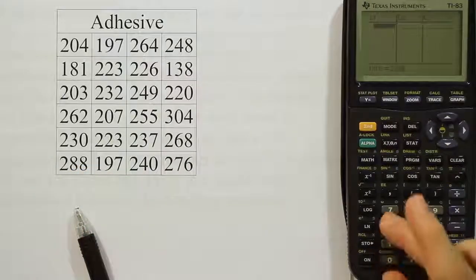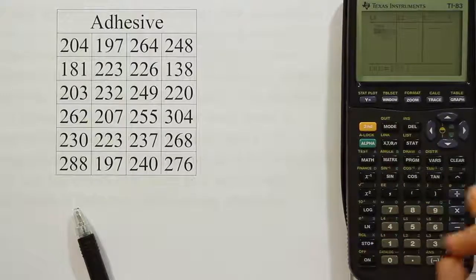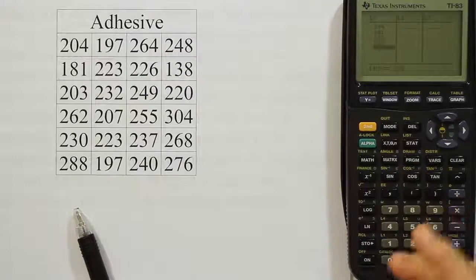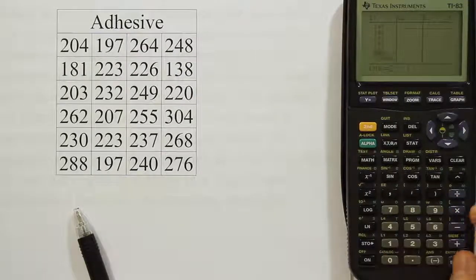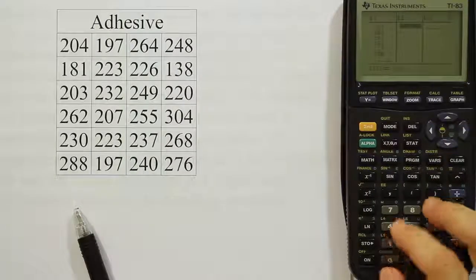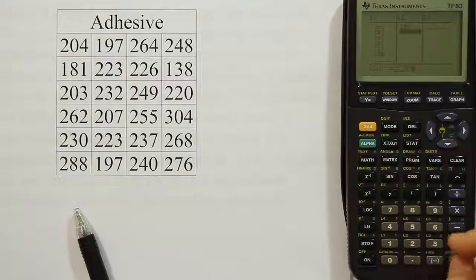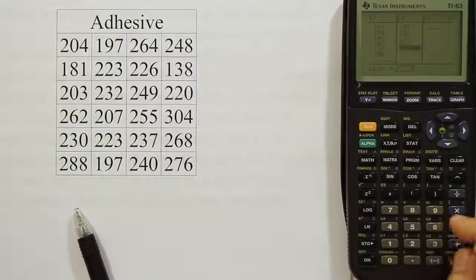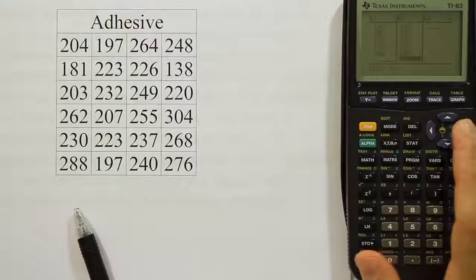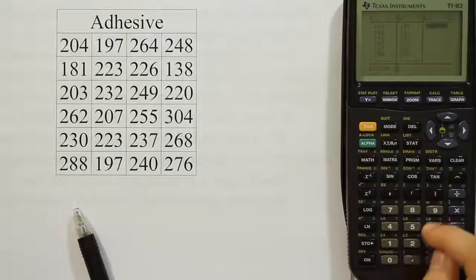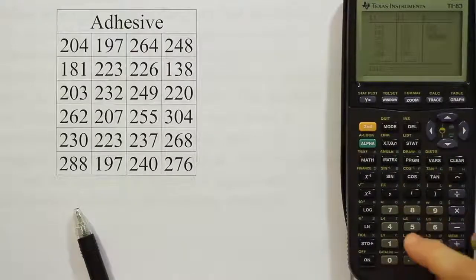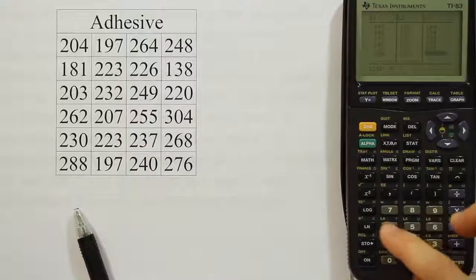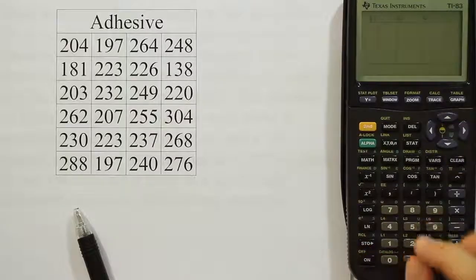So let's start with the first one. 204, 181, 203, 262, 230, and 288. All right, so those are entered in. We'll get the next one now. 197, 223, 232, 207, 223, and 197. All right, so that's that. Then we move over to the third list. It's 264, 226, 249, 255, 237, and 240.